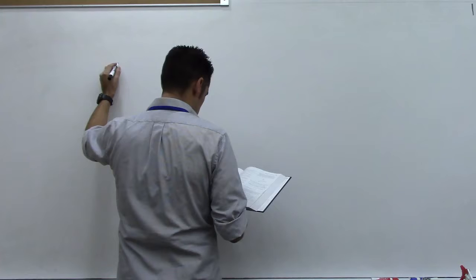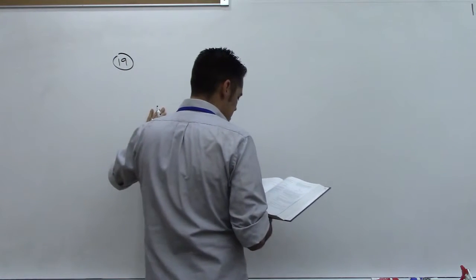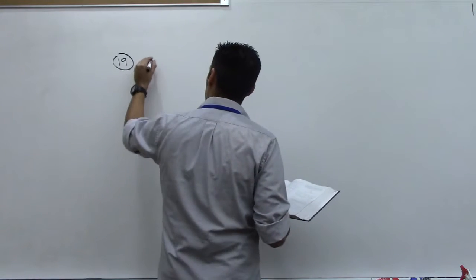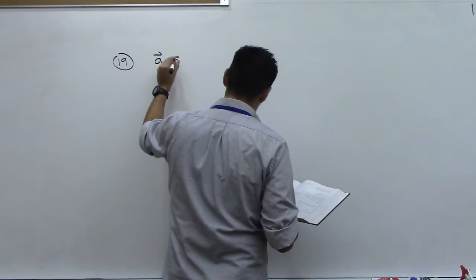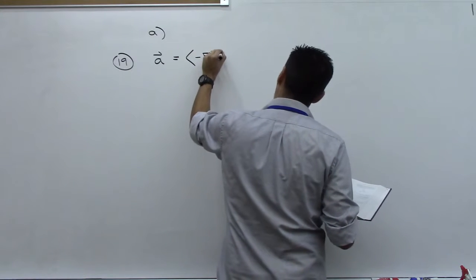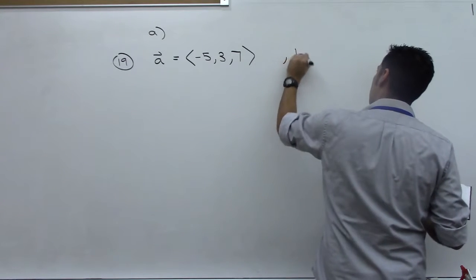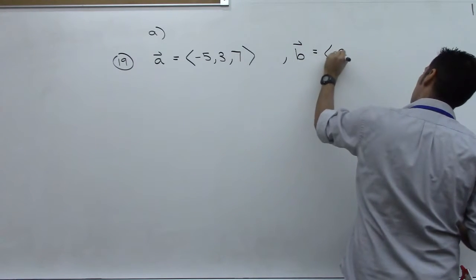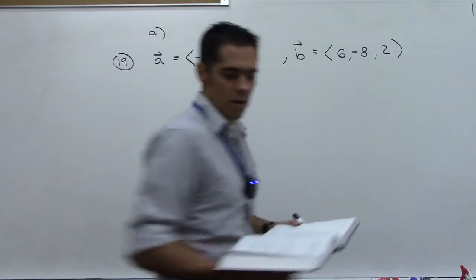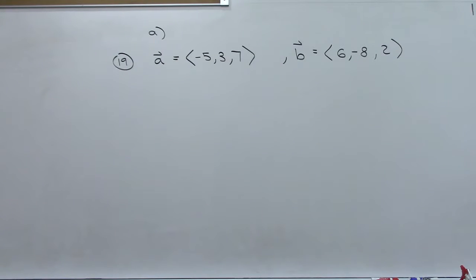All right, so for number 19, it asks whether these vectors are orthogonal, parallel, or neither. So let's say they give you the vector A. There's different parts to this. I'm doing part A right now. A is negative 5, 3, and 7. And then vector B is the vector 6, negative 8, and 2. So the question is, are these orthogonal? Are they parallel? Or neither?